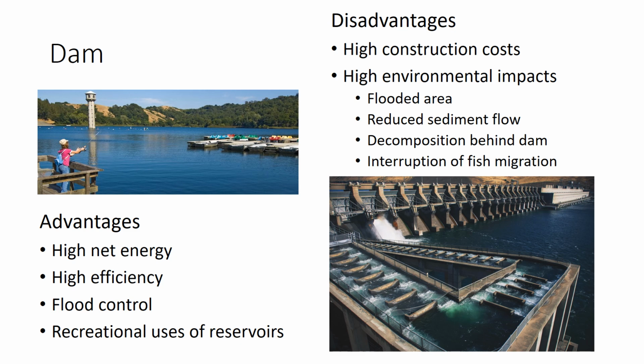You have a lot of animals that need to move or they get drowned. So, you know, there's that. Also, the sediment that flows down the river actually gets caught behind the dam. And so what ends up happening is that the sediment settles behind the dam and it starts to decompose. And so you end up with some methane emissions from behind the dam.